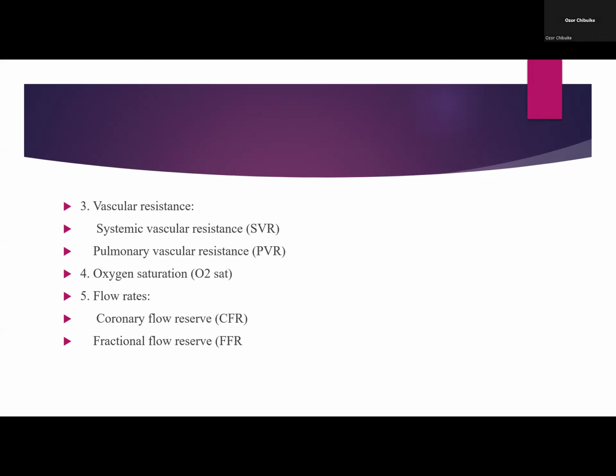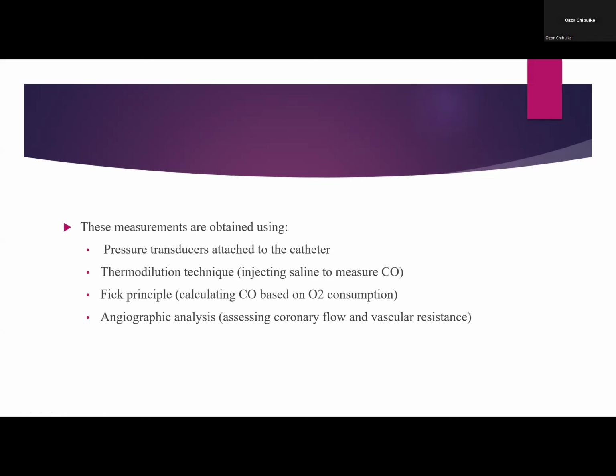Of course, echo has been a surrogate for that, in which we used to measure that, but direct measurement can actually be done using cardiac catheterization. We can also directly measure the oxygen saturation. We can also measure the flow rate, the coronary flow reserve, and then the fractional flow reserve. In the course of discussing the catheters, we have said that each of these catheters were produced to be adopted in different situations.